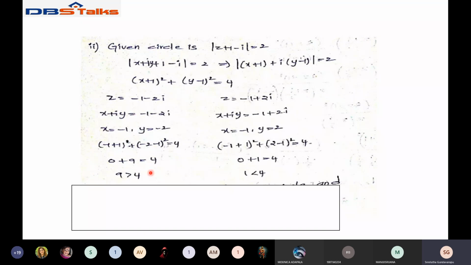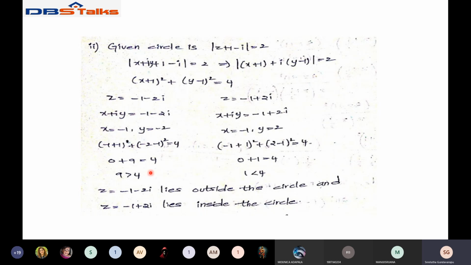Next, the second pole is z equal to minus 1 plus 2i. So x plus iy equal to minus 1 plus 2i. X is minus 1, the real part, and the imaginary part y is equal to 2. Substitute in the circle equation, we get 1 less than 4. So of these two poles, z equal to minus 1 minus 2i is outside the circle and z equal to minus 1 plus 2i is inside the circle.